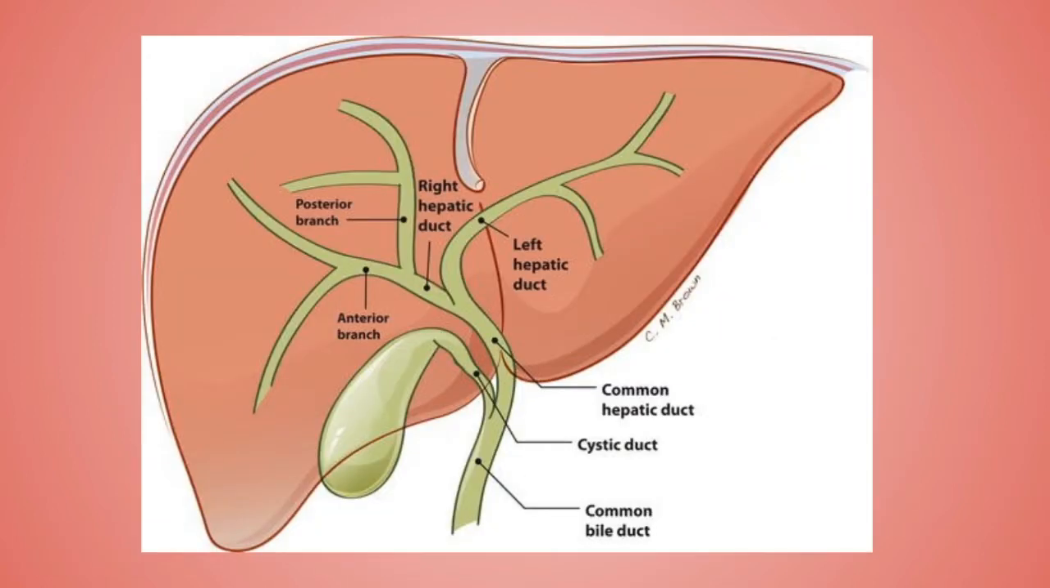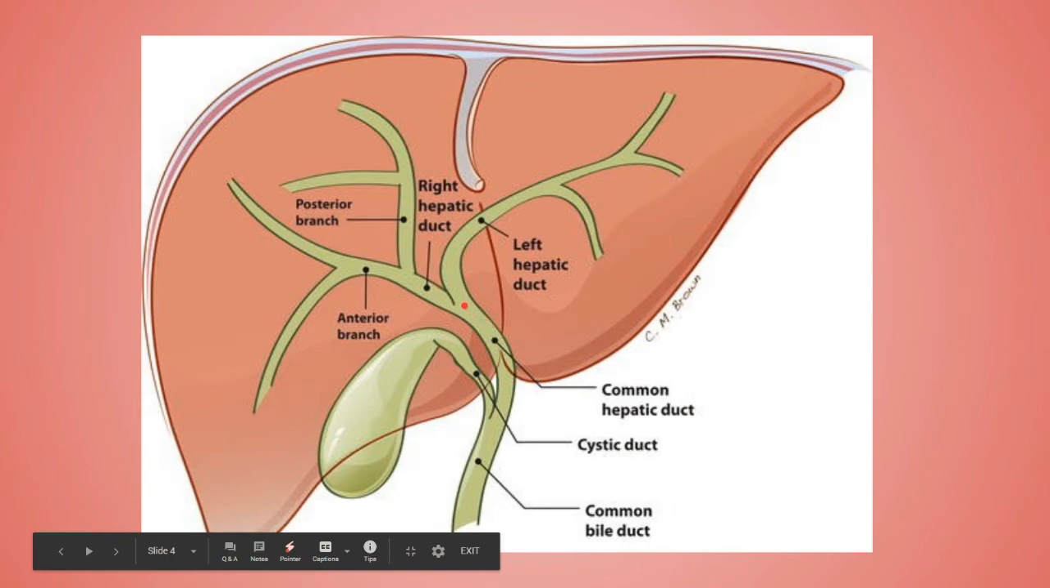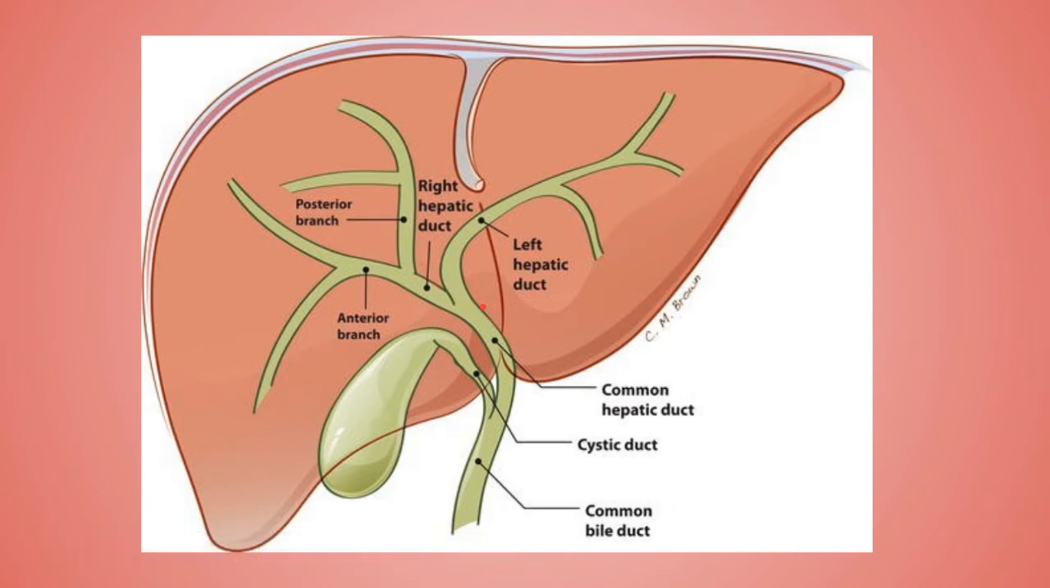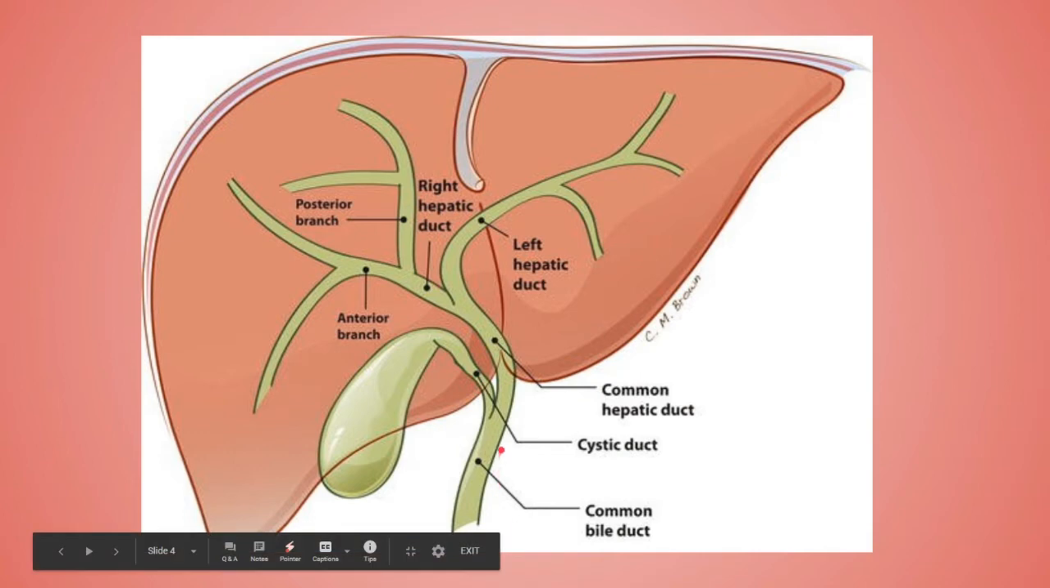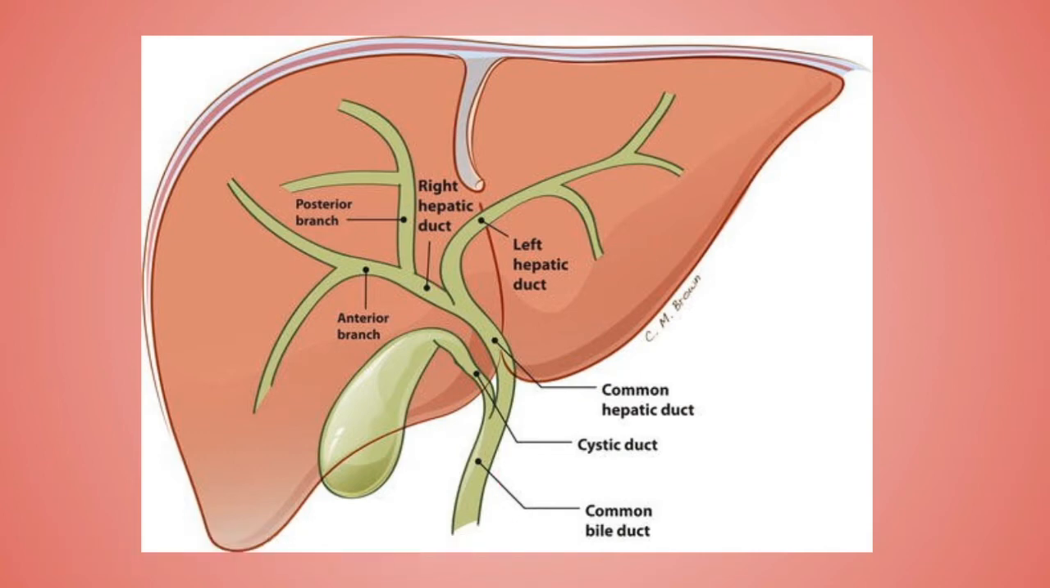Now next is the common hepatic duct. This is formed by the union of the right and the left hepatic ducts, coming from the right and the left lobe respectively of the liver. This common hepatic duct runs downwards for about 3 cm and is joined on the right side at an acute angle by the cystic duct of the gallbladder, and they both unite and form the common bile duct. Now in some people an accessory hepatic duct is also present.